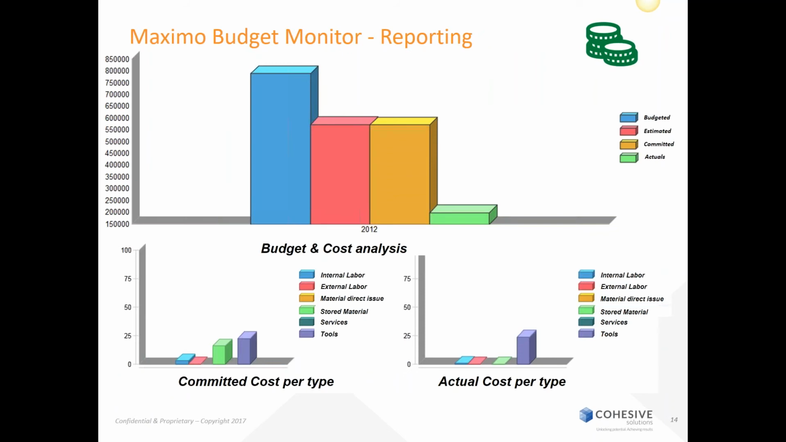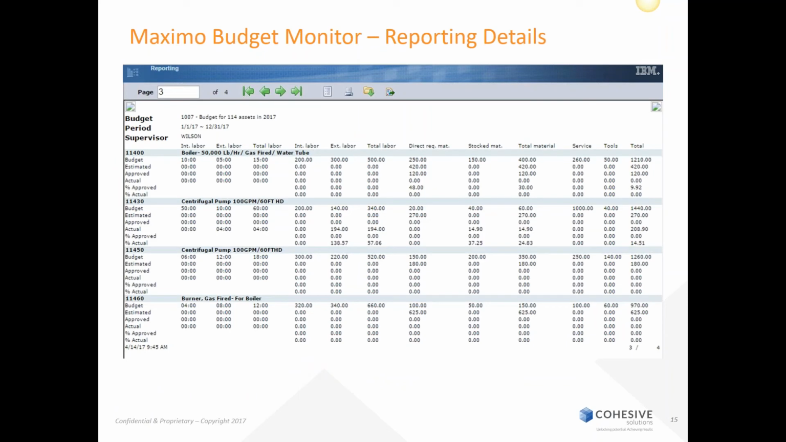There is a budget monitoring report that allows you to look at your budgeted amount against your estimated, your committed, and your actual, and then it breaks it down further there, as you can see. And then there's a detailed report for each line in your budget as to what your internal labor, external labor, and materials are all the way across. Services and tools are all in here as well.